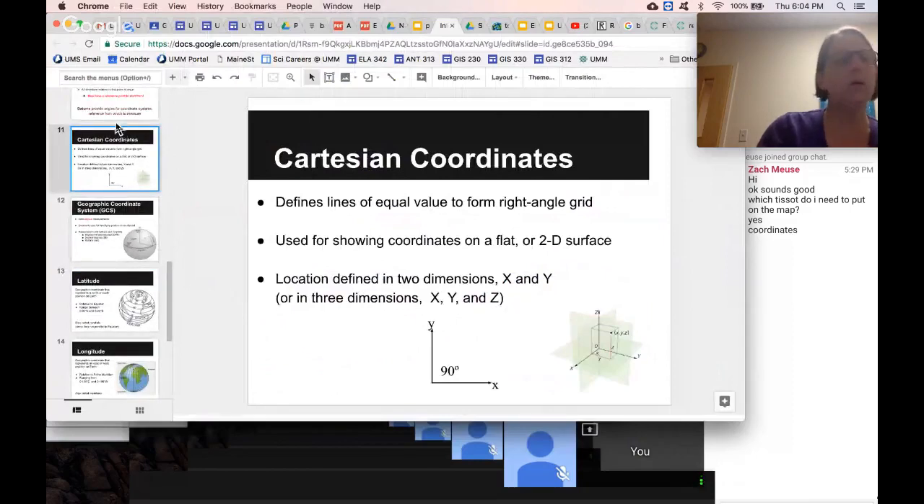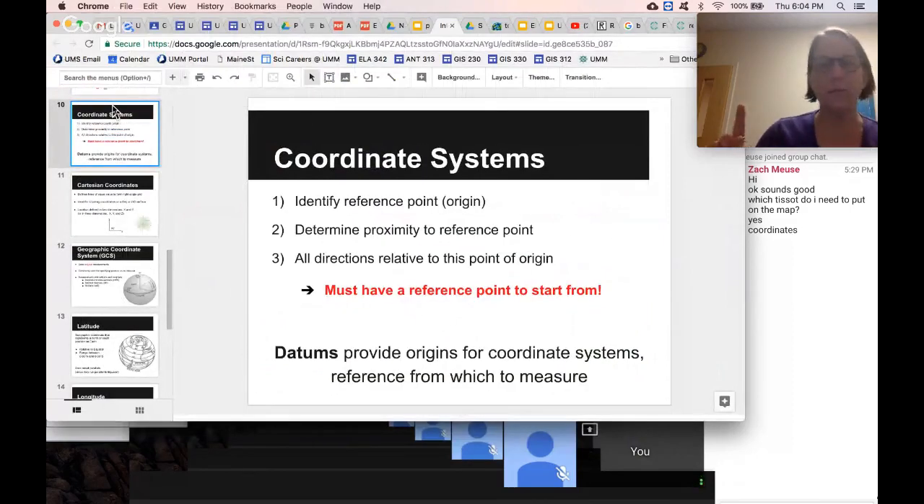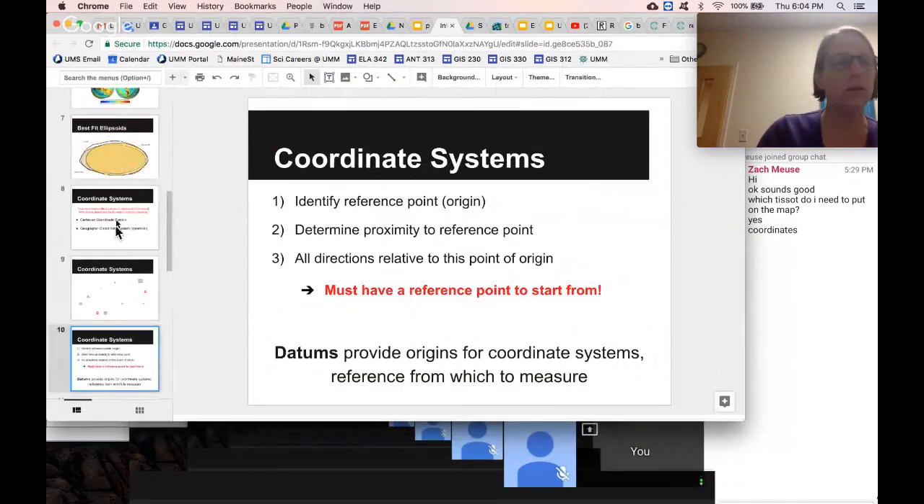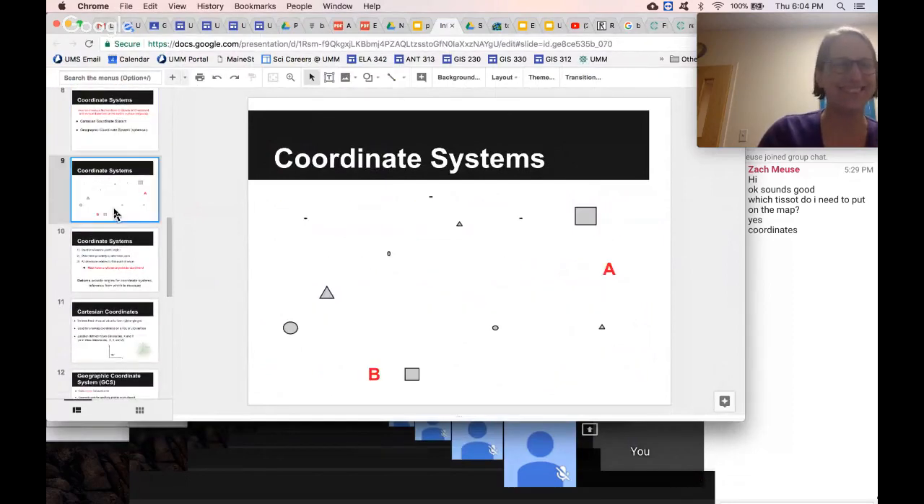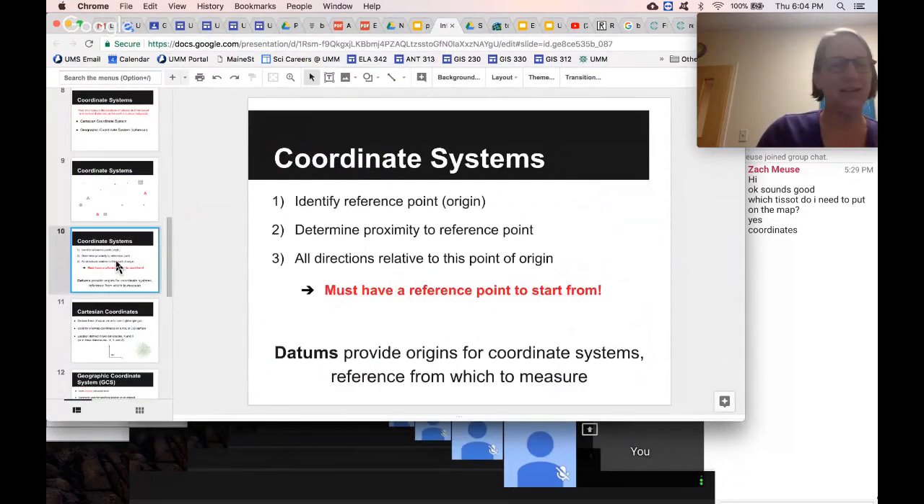We'll get there. Oh, right, so datums. Oh, I haven't gotten there yet. Okay. Coordinate systems.